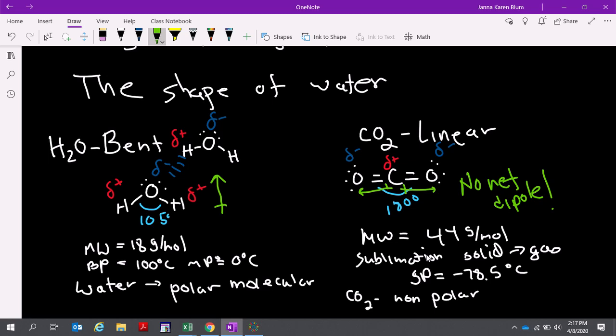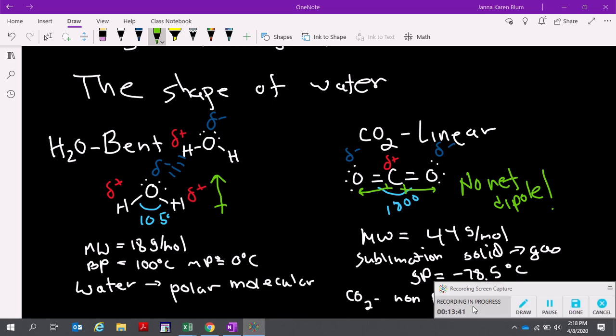Now I want you to have a little thought process for a second and think, wow, what would happen if water were linear? Life as we know it would no longer exist, because water would definitely be a gas at room temperature if water was a linear molecule and was not polar. So the importance of shape and understanding molecular geometry is very critical to understand this type of property.